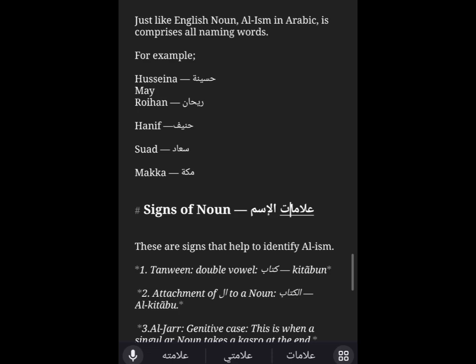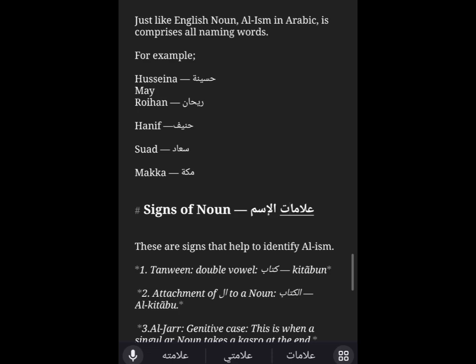It is said to refer to a meaning on its own, meaning it makes sense on its own. So, for example, if I say Husseina, Husseina is a name and it makes meaning because it's the name of a person. So, it refers to someone. We know this is the name of a person.